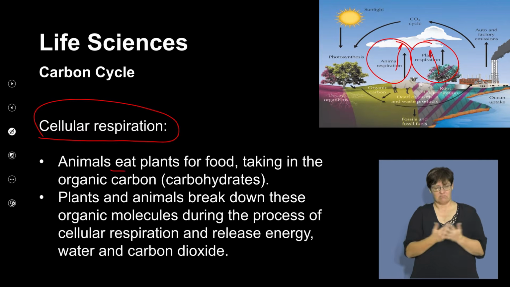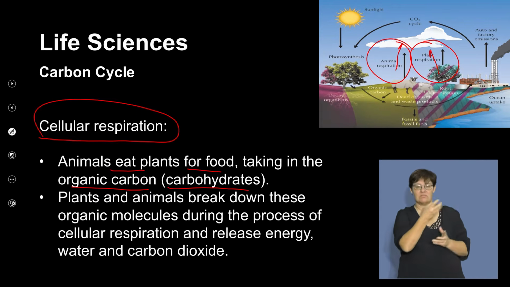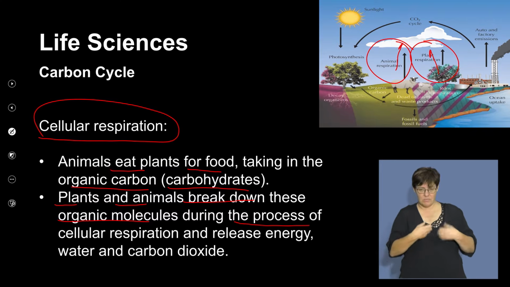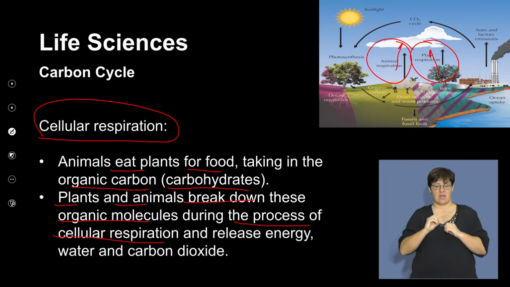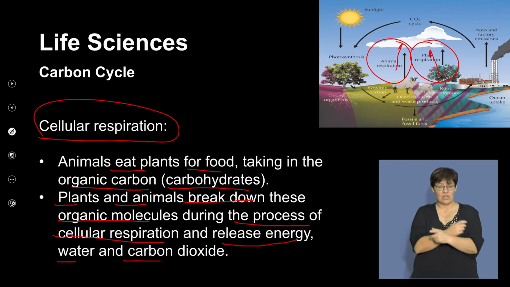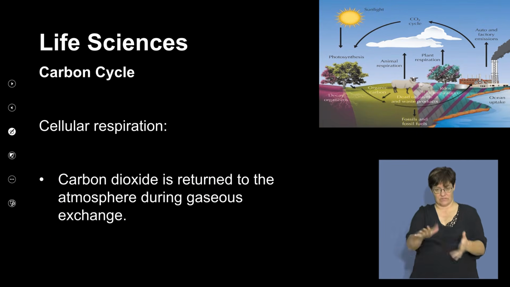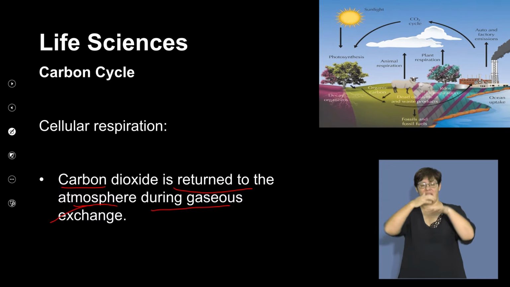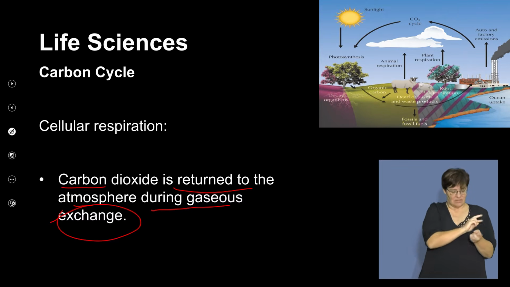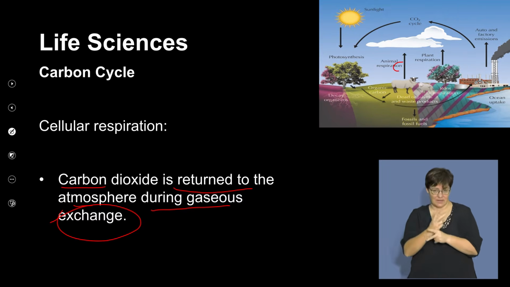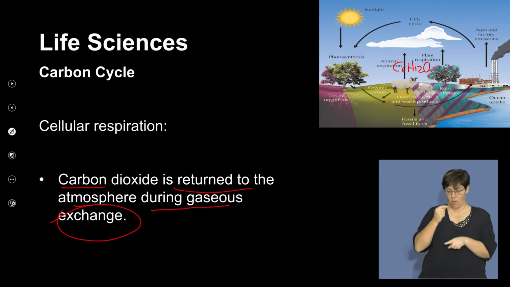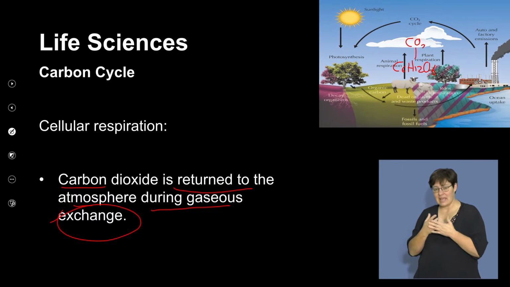So let's look at this. Animals eat plants for food, taking in the organic compounds, which are the carbohydrates. Plants and animals break down these organic molecules during a process called cellular respiration, and they release the energy and water and carbon dioxide into the atmosphere. As I mentioned, carbon dioxide is returned back into the atmosphere during gaseous exchange, and that again cycles the carbon back into the atmosphere. So the process of cellular respiration uses the carbon from the glucose molecule, and when carbon dioxide is released, that again returns the carbon.